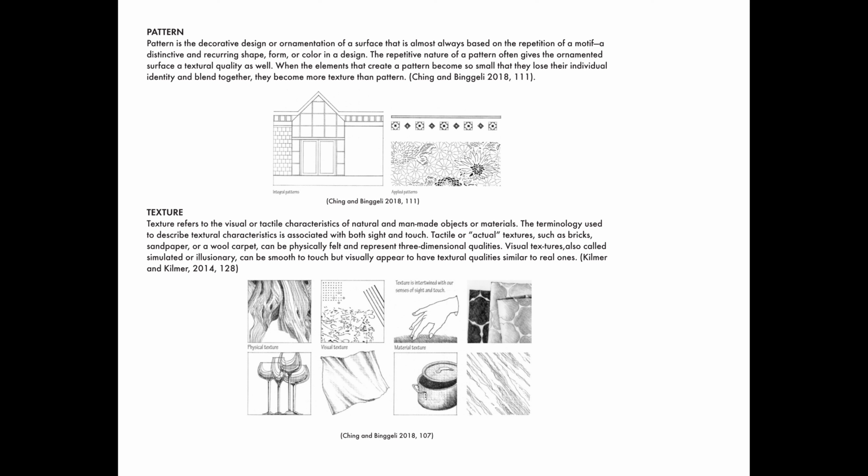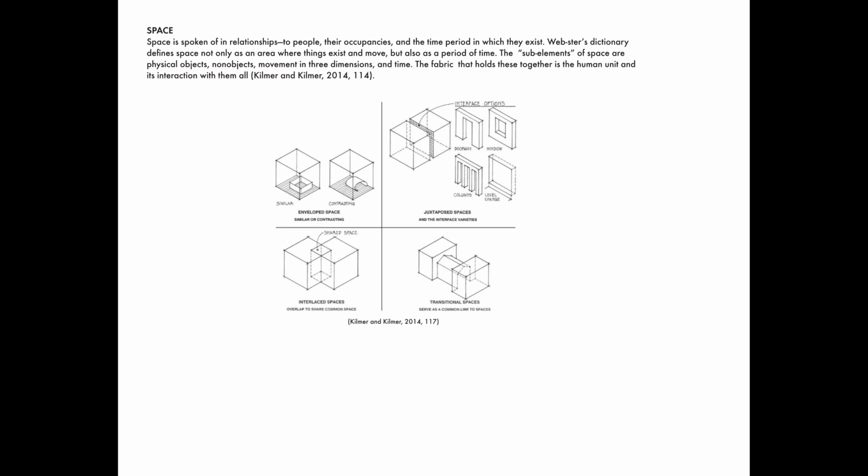And below this is now texture, and texture refers to the visual or tactile characteristics of natural and man-made objects and materials. The terminology used to describe textural qualities is associated with both sight and touch. Actual tactile textures such as brick, sandpaper, or a wool carpet can be physically felt and represented as 3D qualities. And below you can see an image of physical, visual, and material texture.